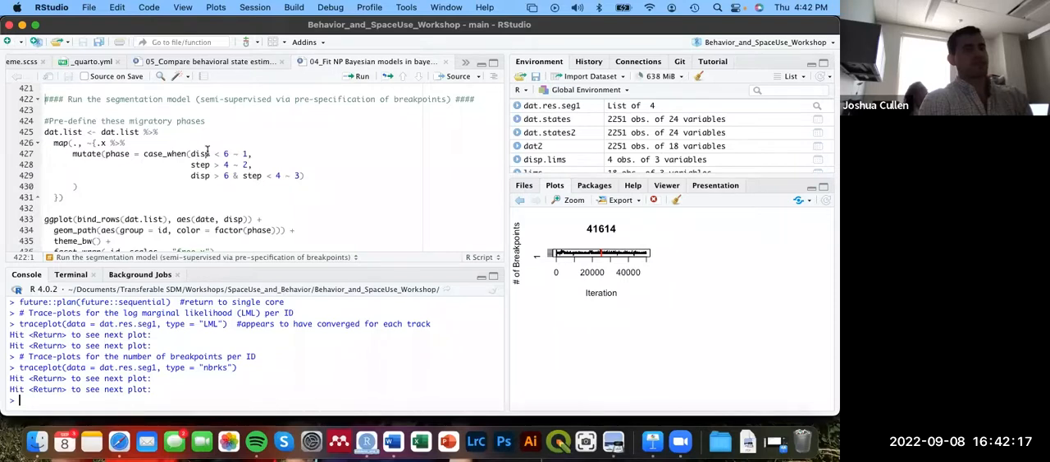So this is saying if displacement is less than 6 kilometers, we're going to assign it to maybe state 1 potentially. If step length is greater than 4 kilometers, then maybe it's in state 2. And if displacement is greater than 6 kilometers and step length is less than 4 kilometers, then we'll give it a state of 3. So state 1 is probably them staying at Fernando de Noronha at some point in time. State 2, they're moving quickly, and this is probably them migrating. And state 3 is they're far away, but their step lengths are small, so they're probably at a foraging ground.